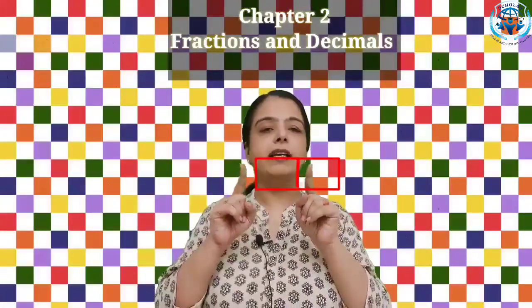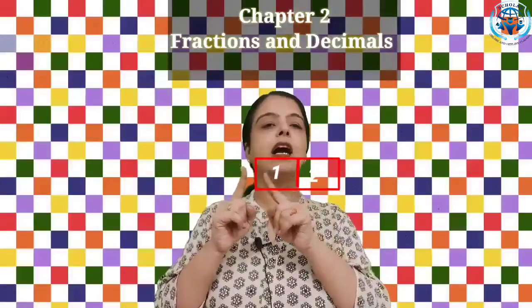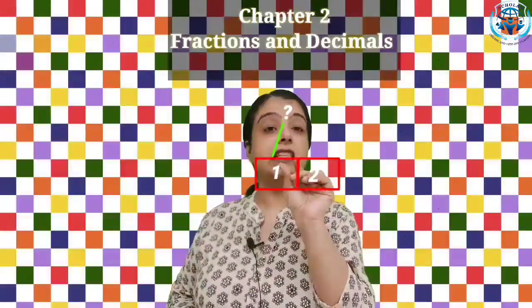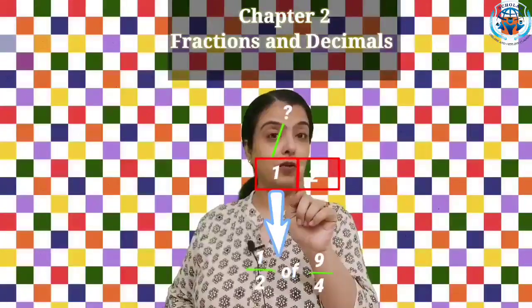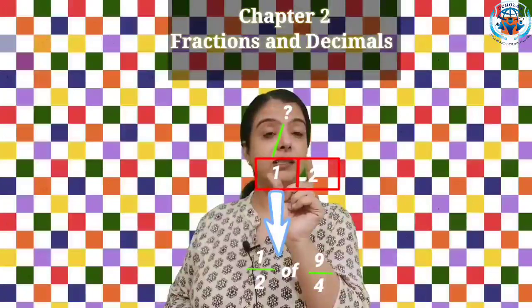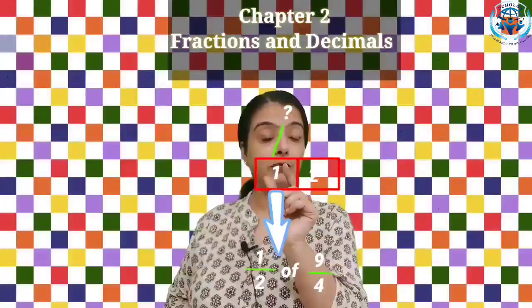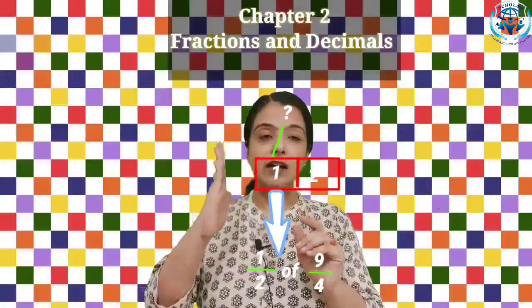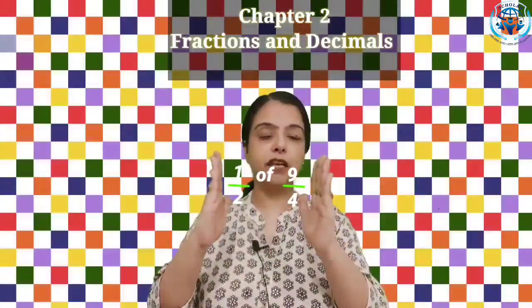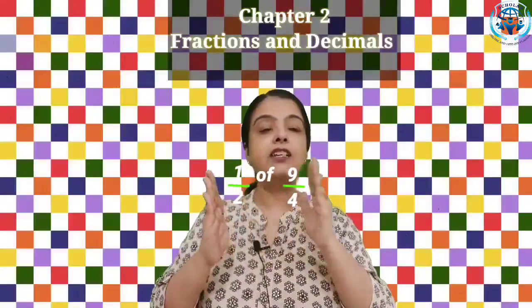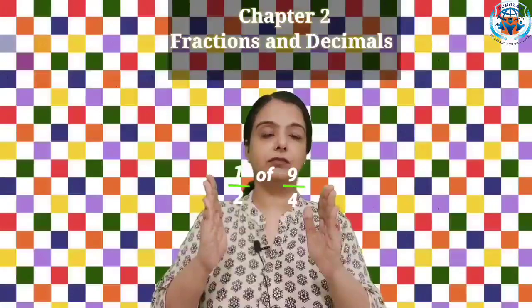Now each part is again divided into 2 halves. So what is this length? This is half of 9 by 4, because that was 9 by 4 centimeter and this is half of it, that means half of 9 by 4 centimeter, right? So half is a fraction, 9 by 4 is a fraction. That means we should know how to multiply a fraction by a fraction.